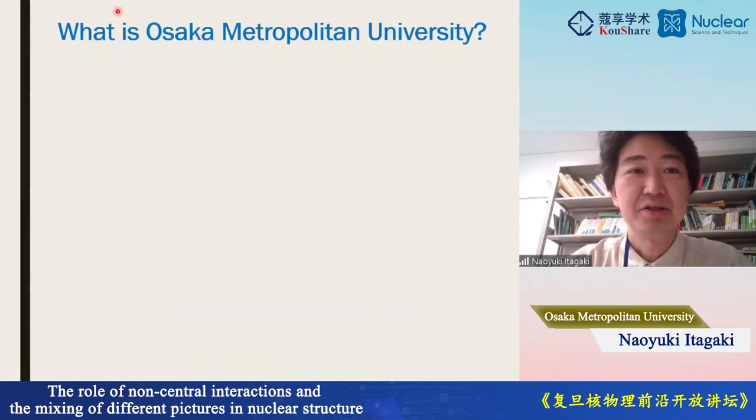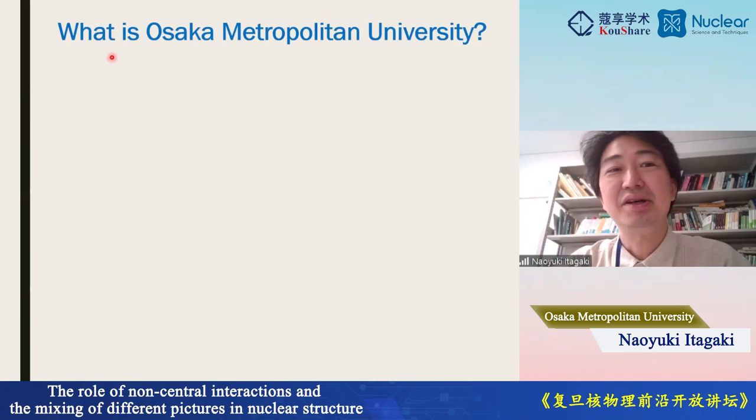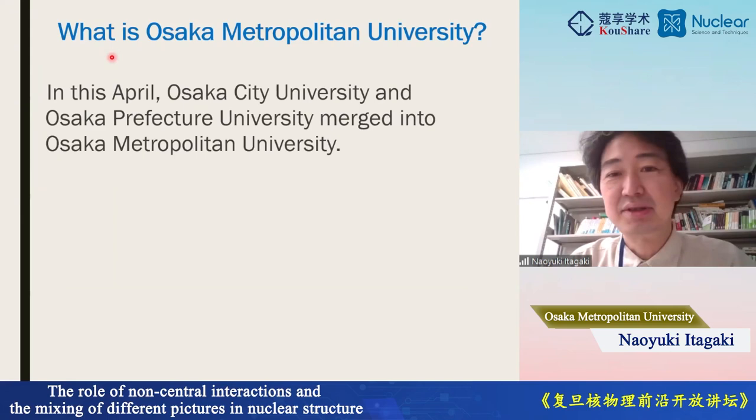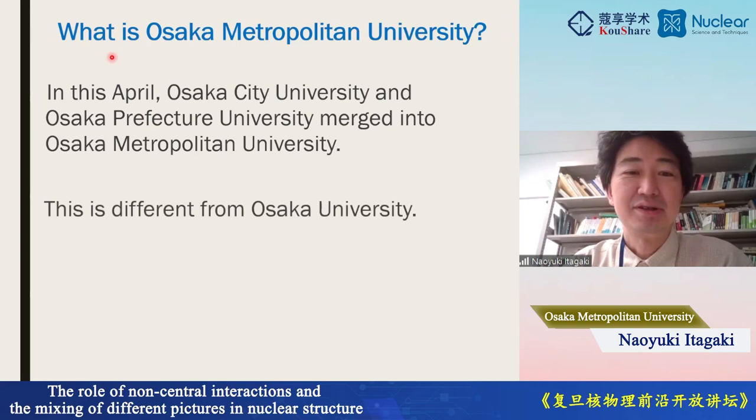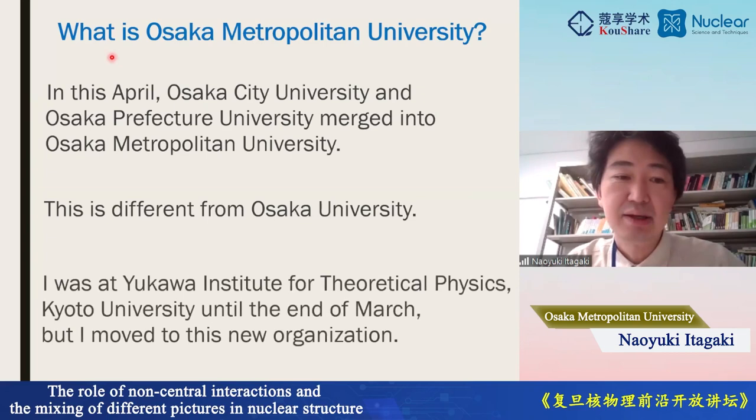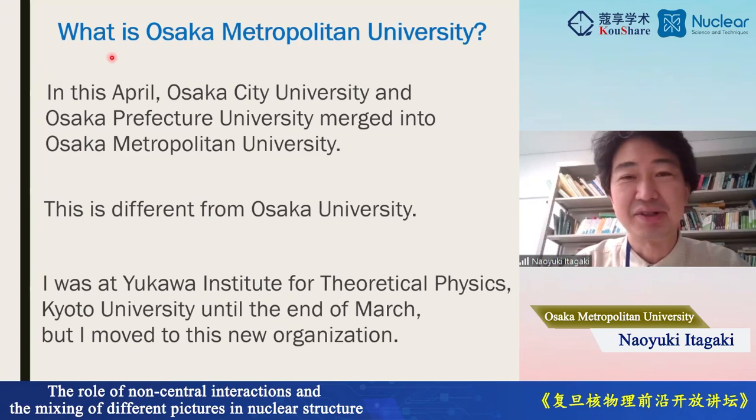As Professor Bojo explained, I have moved to Osaka Metropolitan University. I'd like to start with that. This April, Osaka City University and Osaka Prefecture University merged into Osaka Metropolitan University. So this is a new organization. It is different from Osaka University, but the size is almost the same. So we now have two big public universities, Osaka University and Osaka Metropolitan University. I was at the Yukawa Institute for Theoretical Physics, Kyoto University, until the end of March. Now I have moved to this organization, and half a year has passed since moving to this new place.